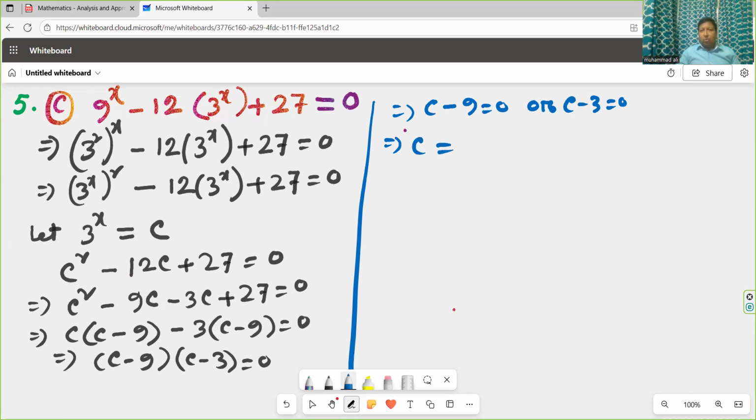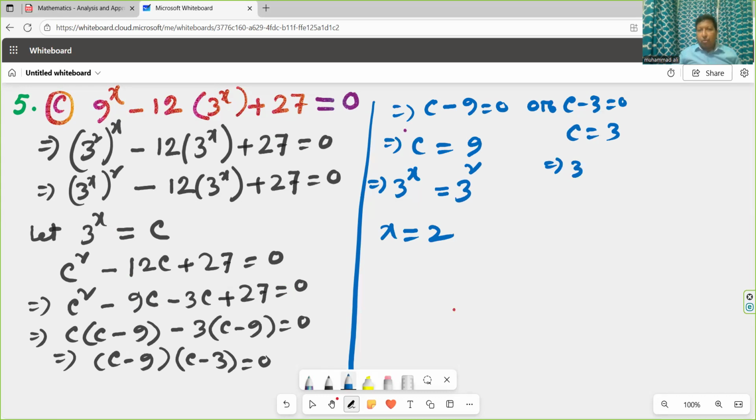C equals 9. Instead of c, we can write 3 to the power x. Instead of 9, we can write 3 squared. If both of these bases are the same, the powers will be equal. And here c equals 3. So 3 to the power x equals 3 to the power 1. If both of these bases are the same, the powers will be equal. So the final answer: x equals 1 and x equals 2.